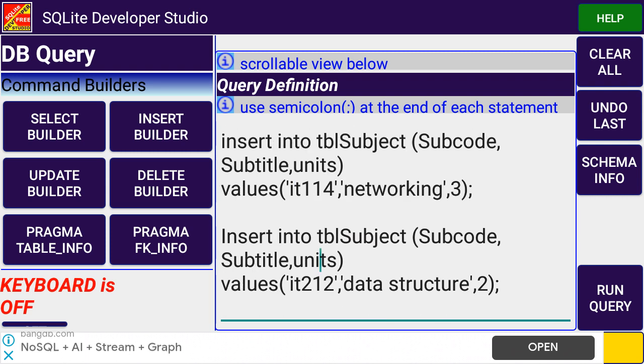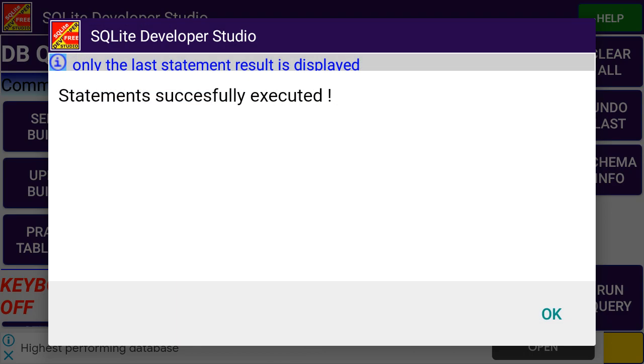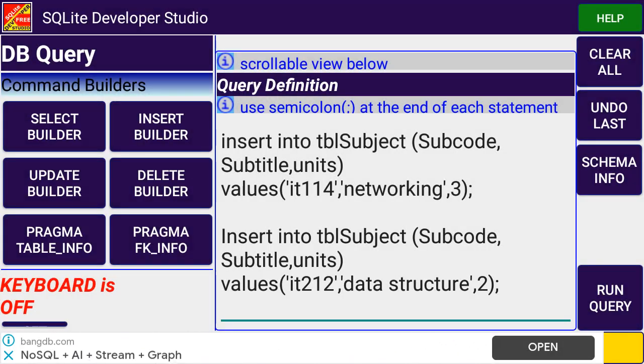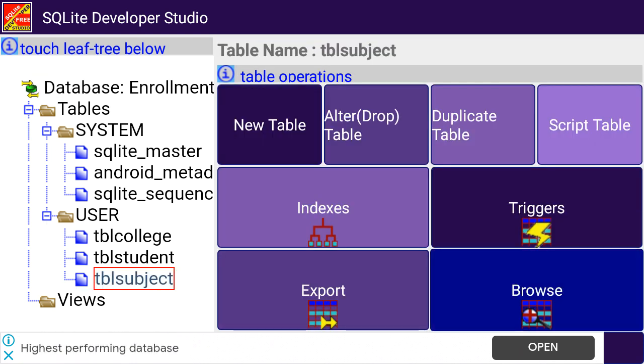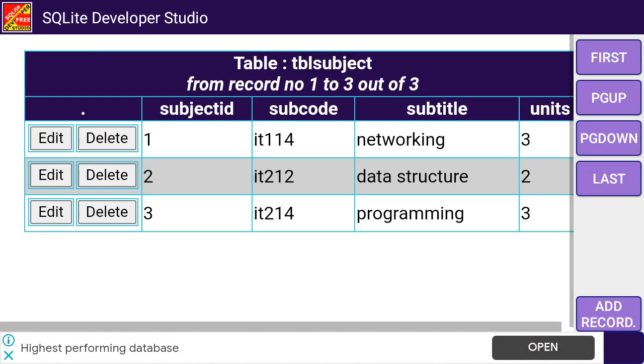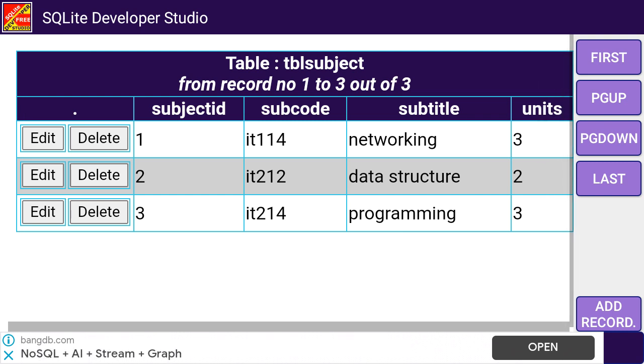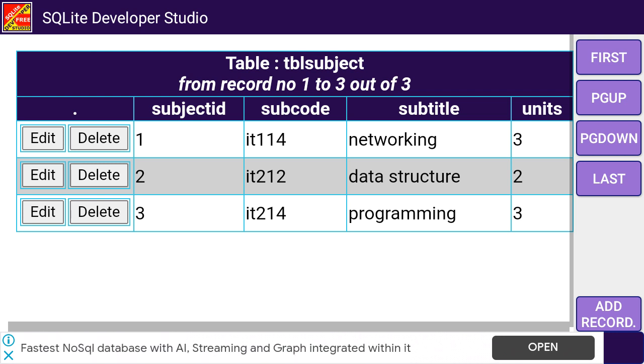So let's try to run this query. Statement successfully executed. So let's check if it is inserted our record properly. So let's go to TBL subject and then browse. So as you can see, the subject ID was generates number, then IT 114, IT 212. So this time, on the next part, we will try to modify the third one of the values of the third column.